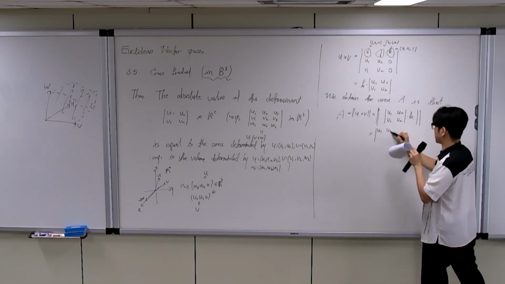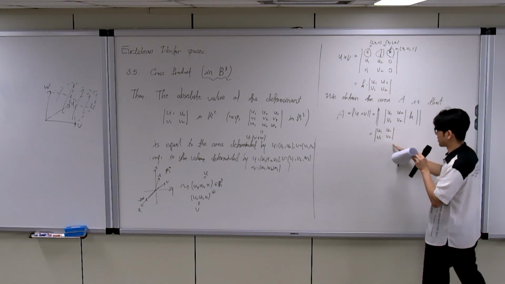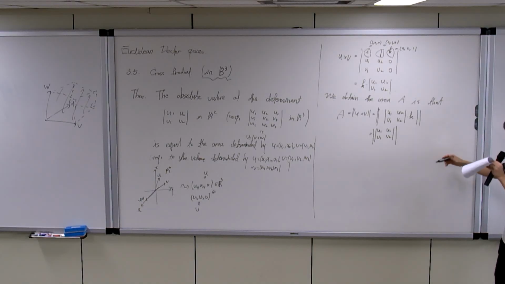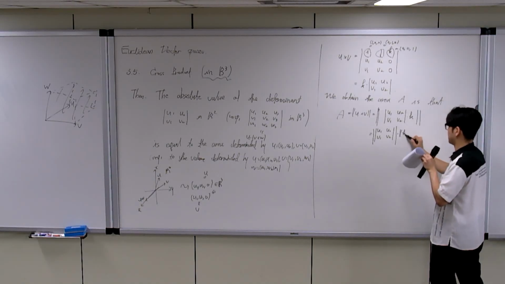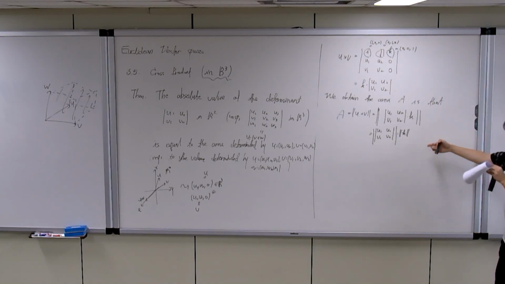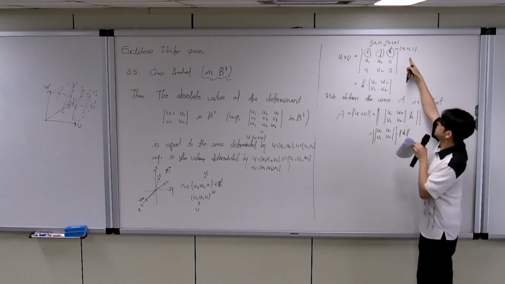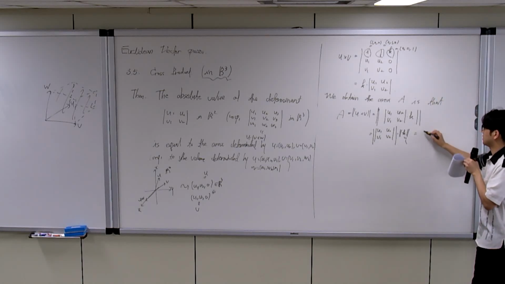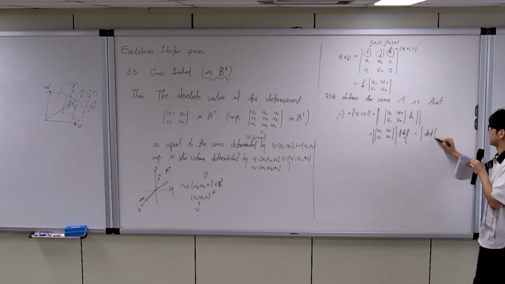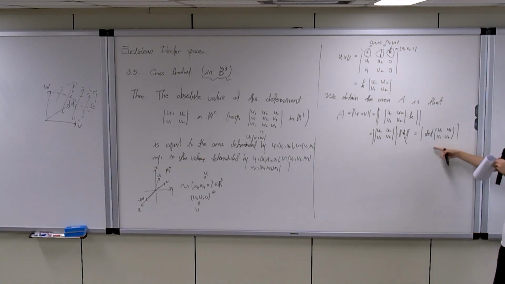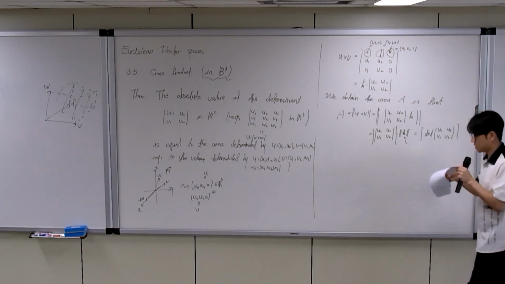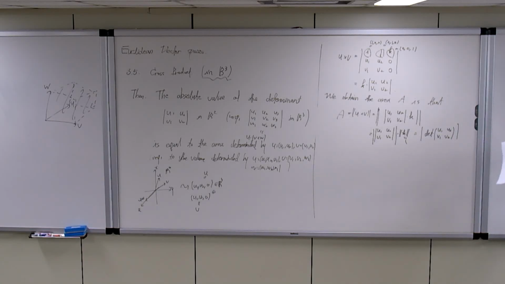So the norm of u cross v is the absolute value of the determinant times the norm of k, and k is just the vector 0, 0, 1. So its norm is 1, and then I will use the determinant notation. It will be the absolute value of the determinant. And the three-space case is similar.